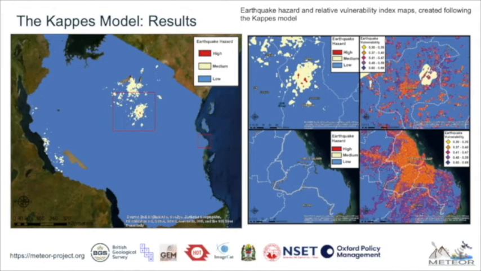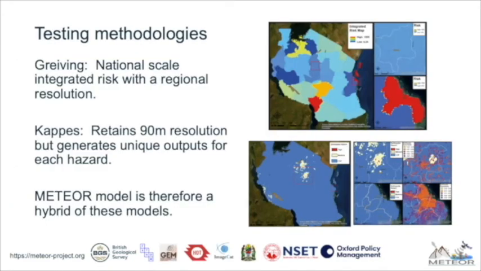In this test study, we used two different methodologies to assess multi-hazards and exposure in Tanzania. Whilst the gridding method allows us to assess the national scale integrated risk, the finest resolution of the final product is only regional. The CAPS methodology provides the ability to retain the 90-metre resolution of the original data, and therefore produces greater detail for assessing exposure. This method, however, generates unique outputs for each hazard, and it is therefore not possible to assess the integrated multi-hazard risk.